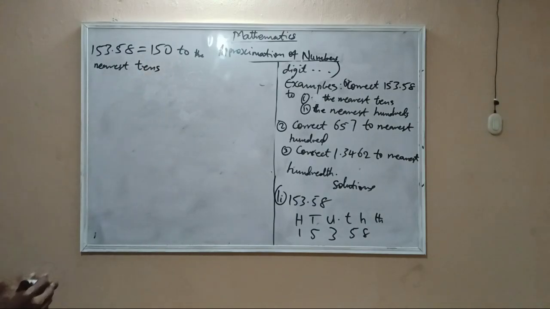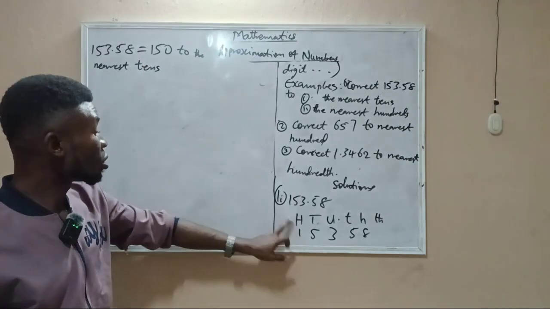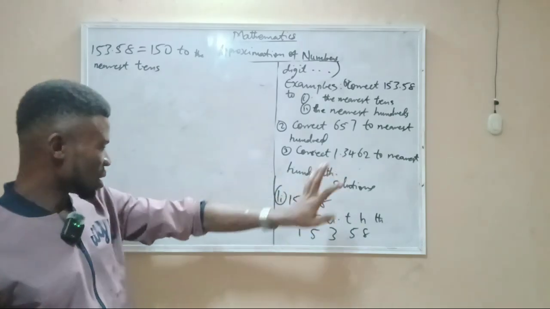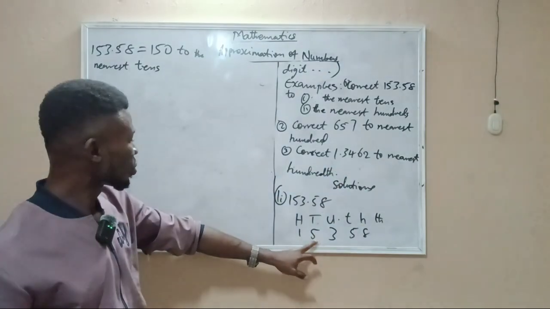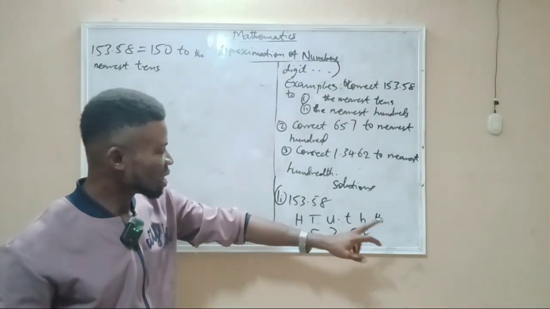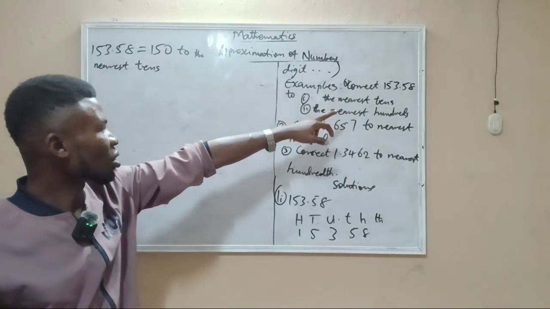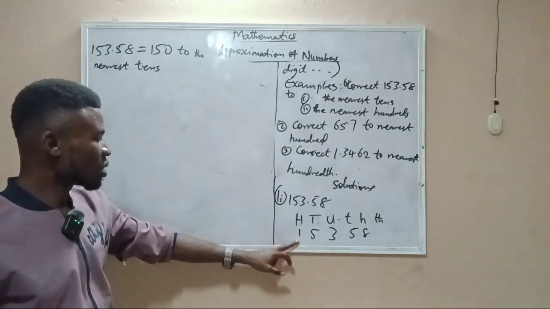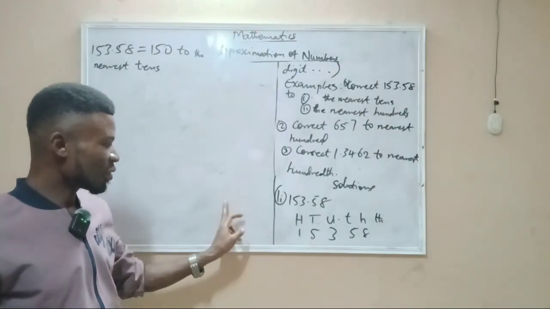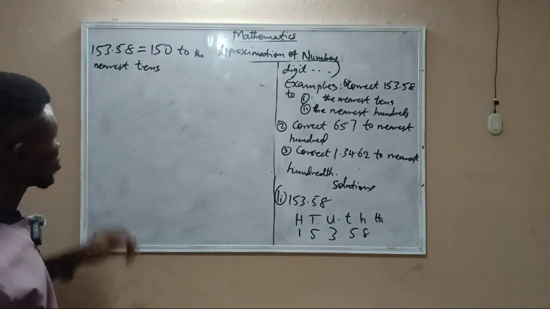Nearest tens. 1 is under hundreds, not hundredths. Remember the difference. Hundredths is after the decimal. The 1 is under hundreds, 5 is under tens, 3 is under units, then tenths, hundredths, thousandths. And we're asked to correct to the nearest tens. So the first one must be there, of course. Then the number under tens is 5. Now you write 5, the unit you approximate if there's need, and then you got 150.